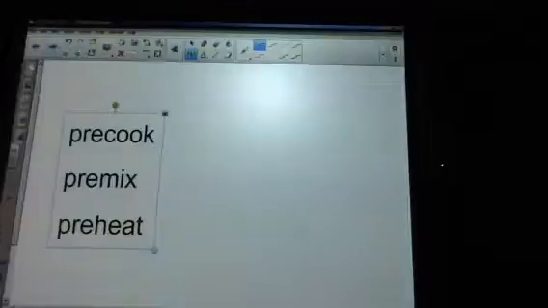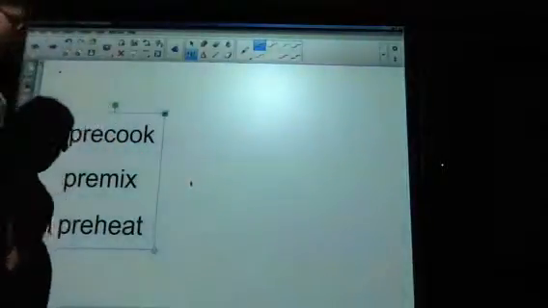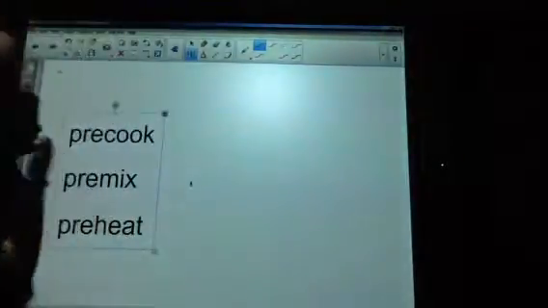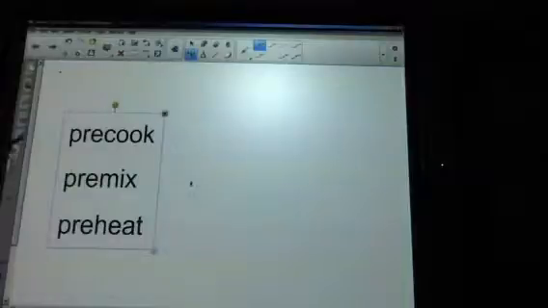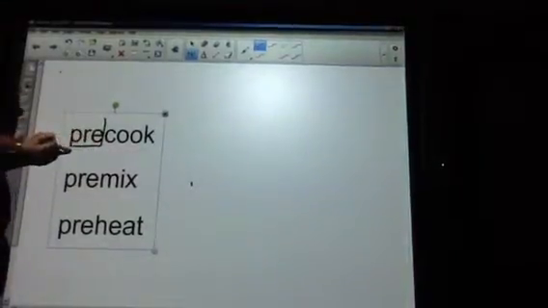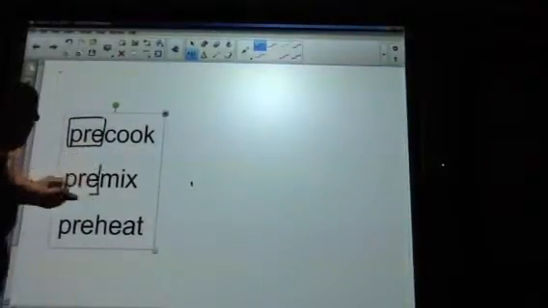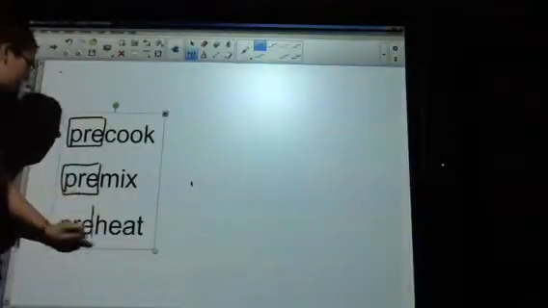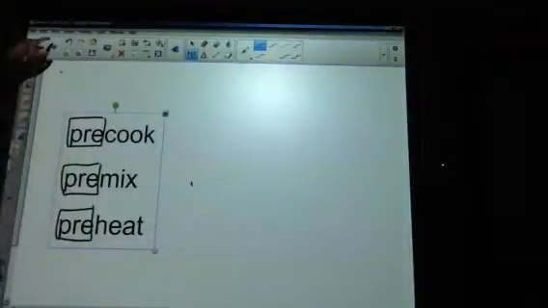What do you think PRE is? A combination? No? A prefix. It's a prefix. Just like suffixes, prefixes can be added to a word to change the meaning of the word. Let's look at some other prefixes.